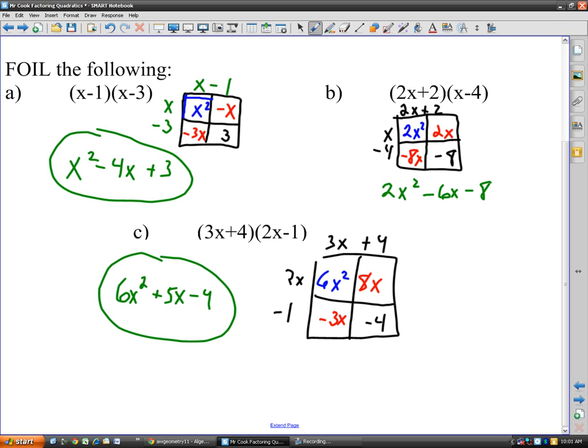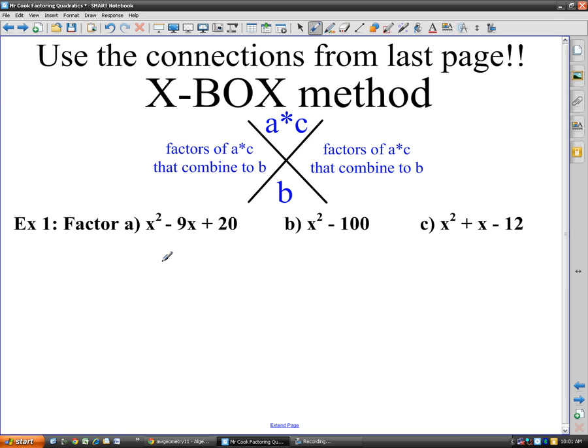So now we have this X box method, which will reverse the operation of multiplying these together, because you can see that these guys right here are basically the solutions to the problem that we had before. So what you can do is set up a big X like you do up there, multiply the first term, the number out front here, times the last term, which would be, in this case, 1 times 20, which is 20, and then you put the b value, which is the middle term, on the bottom down here, and that's 9.